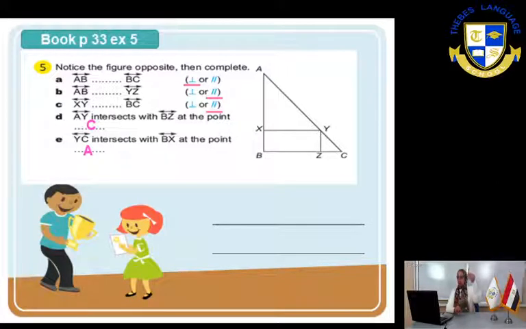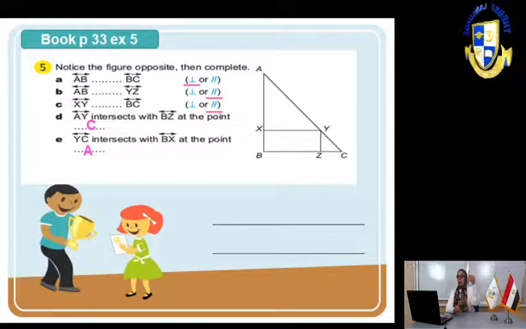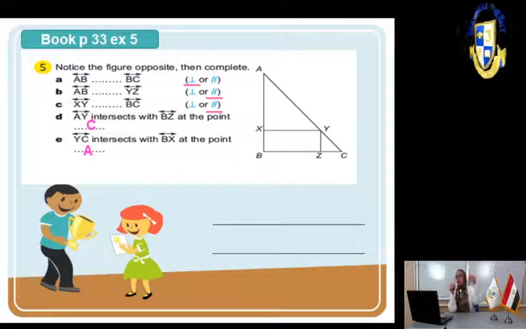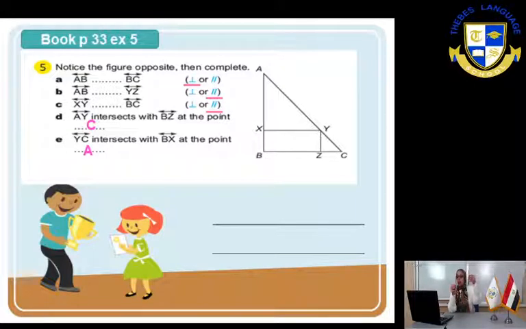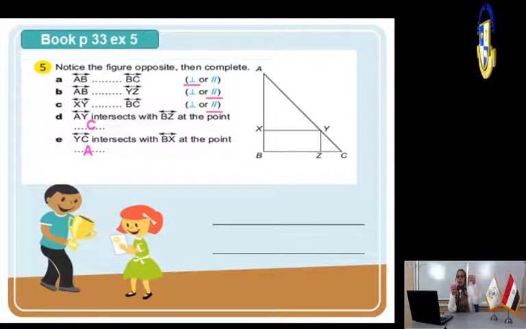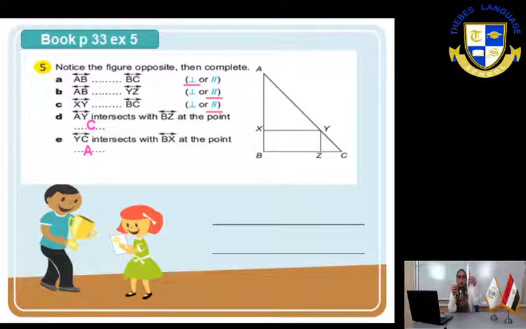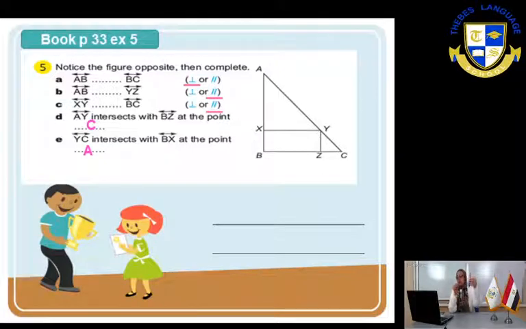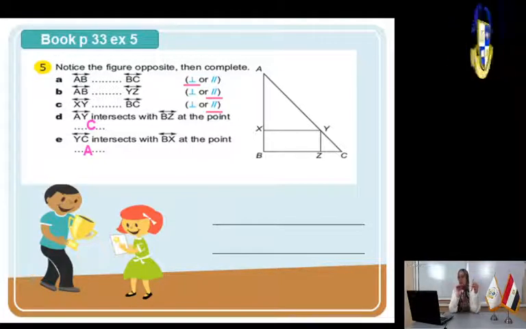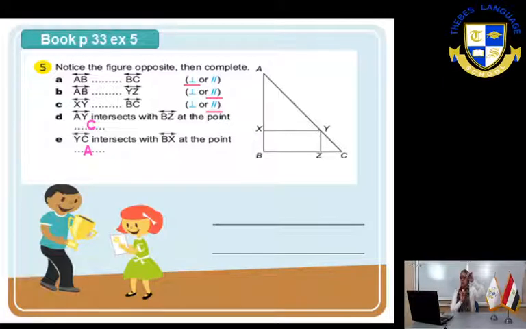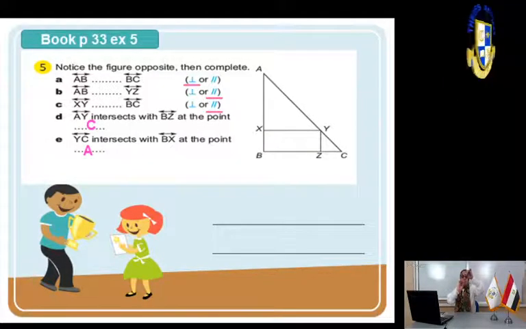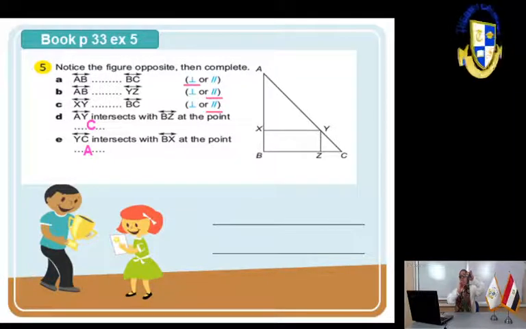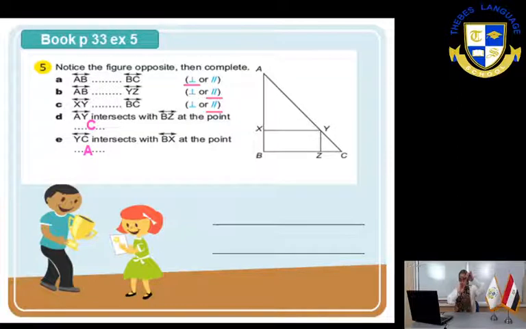B, the straight lines AB and YZ here. Now, are these two straight lines perpendicular or parallel? Excellent. Parallel. Why? Because they never intersect. They don't have an intersection point. Next, number C, XY and BC. What is the relation between these two straight lines? Excellent. It will be parallel because they never intersect also.